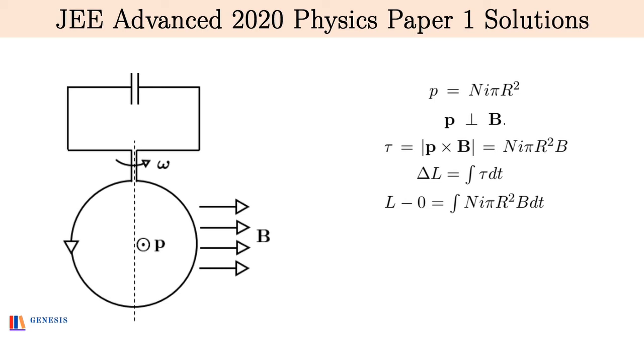Now everything on the right hand side comes out of the integral, and we are left with only the integral of I dt. But the integral of I dt is nothing but the total charge that flows through the circuit, which is essentially the initial charge of the capacitor, and this gives us the angular momentum as πN³BR², and therefore B is the correct option.